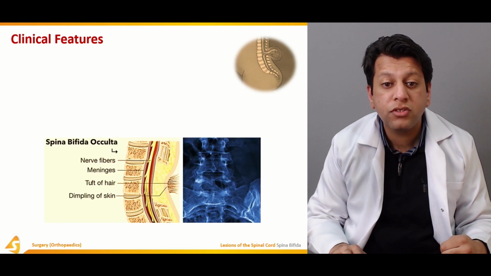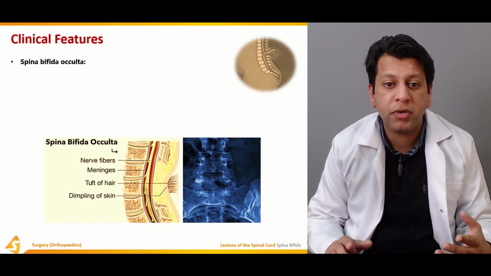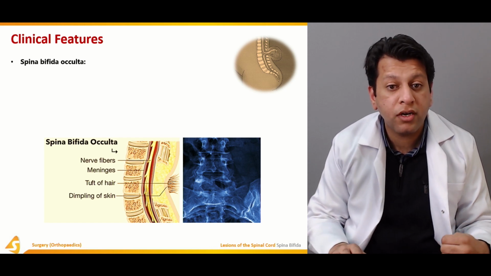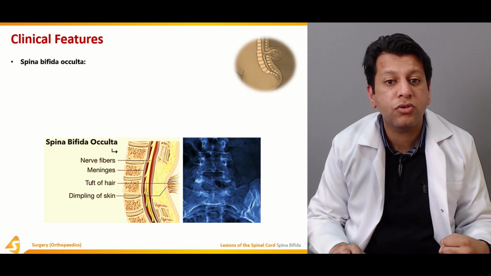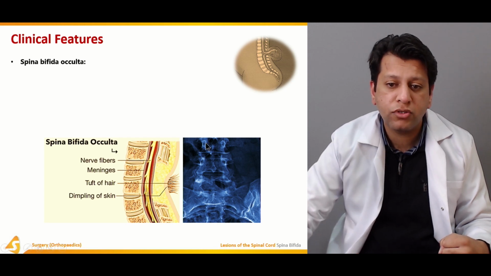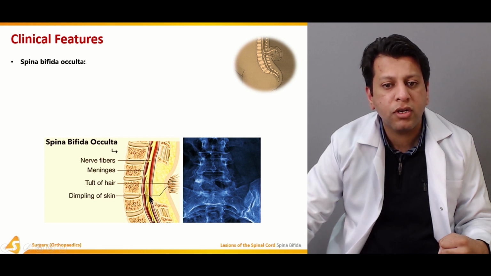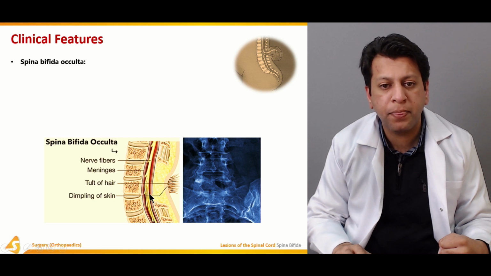Other clinical features include spina bifida occulta, which is also termed closed spina bifida, in which the spinal cord is actually not protruding out. If you look at it, the nerve fibers coming down and the meninges are lying inside, and there's a dimpling of the spine in the lower back with a tuft of hair over it. This is called spina bifida occulta, or closed spina bifida.